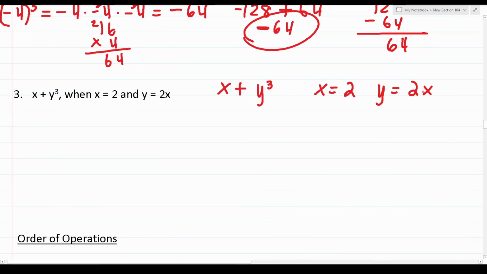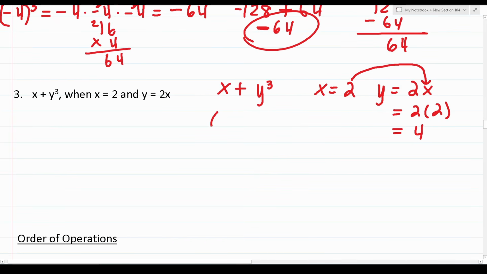So this says y equals 2x. Well, we know x is 2, so we can take 2 and plug it in for x over here. So this becomes 2 times, what is x? It's 2. And 2 times 2 is 4. So we know x is 2 and y is 2x, which is the same thing as 4. And I find it much easier just to plug in whole values. So let's go ahead and work on doing that.